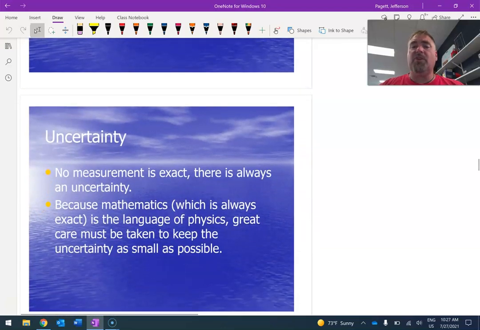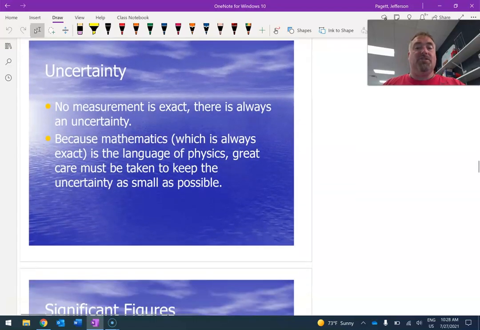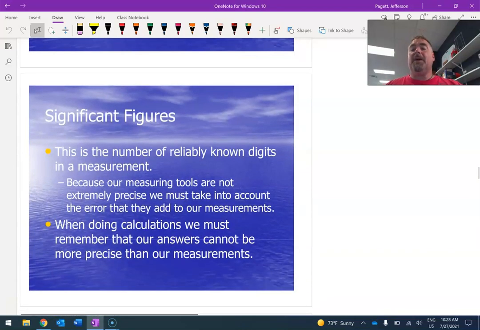Now, we have to remember that no measurement is exact. There's always going to be some uncertainty. Because mathematics, which is always exact, is the language of physics, we have to take great care to keep that uncertainty as small as possible. So we have to take great care when we're doing our labs to try and eliminate the errors as much as possible. Now, we're going to be dealing with something called significant figures.